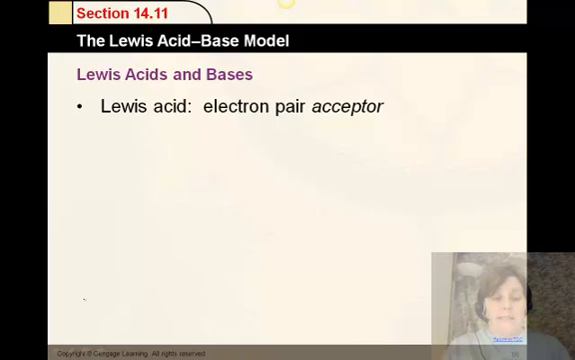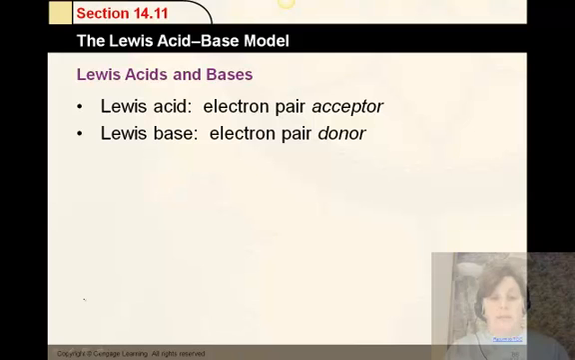A Lewis acid is an electron pair acceptor. Now, this always confuses me with Bronsted-Lowry because I always think of proton donor, proton acceptor. That's the hydrogen moving. Here we're talking about a Lewis acid being an electron pair acceptor. That means two electrons are being taken in by an acid. A base is an electron pair donor.